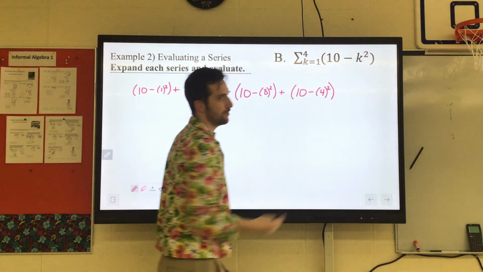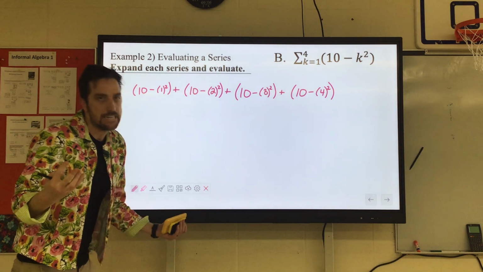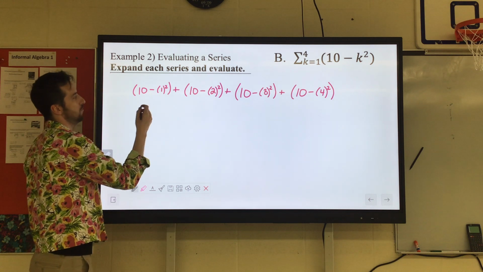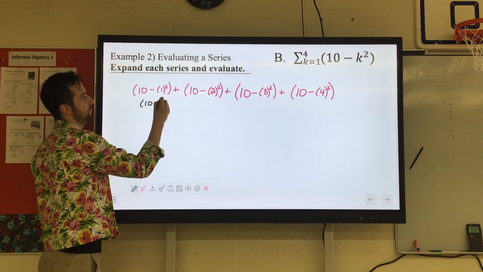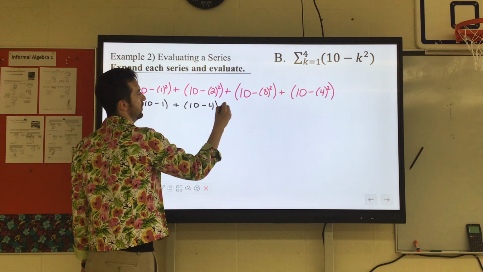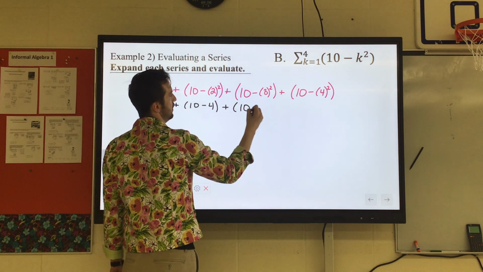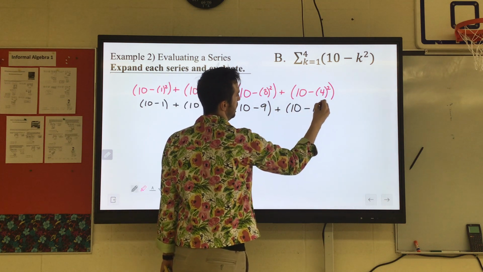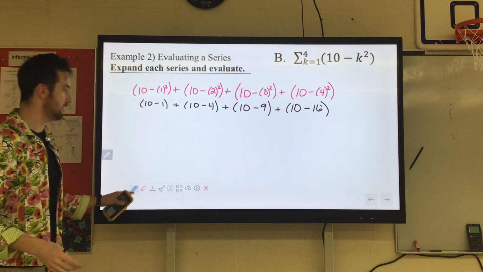Now you don't need to put those in parentheses. It's usually a good idea, but it won't make a difference. So 1 squared is 1, so we have 10 minus 1. 2 squared is 4, 10 minus 4. 3 squared is 9, 10 minus 9. 4 squared is 16, 10 minus 16. And this should be pretty easy what we have left.